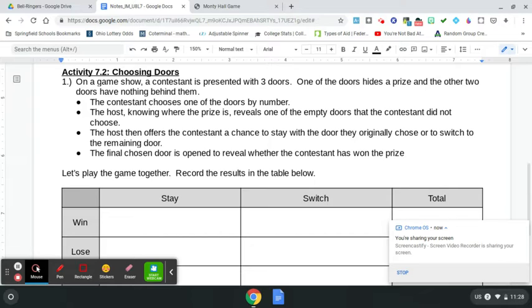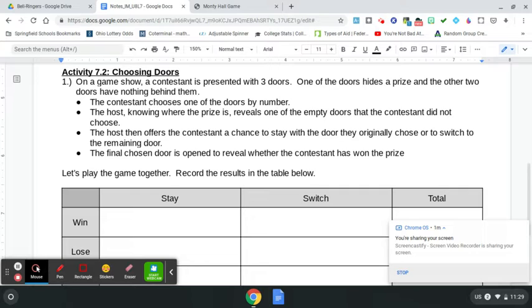The host then offers the contestant a chance to stay with their original door or switch to the remaining door. So now that you have chosen door 2, he shows you that the losing door is door 3. Do you want to stick with your gut and stick with 2, or do you want to switch to 1? The final door is chosen and is opened to reveal that the contestant has won the prize. This is called the Monty Hall problem. Monty Hall was a famous host who used to host the show Let's Make a Deal. So this is a statistics question based off of this entire scenario.